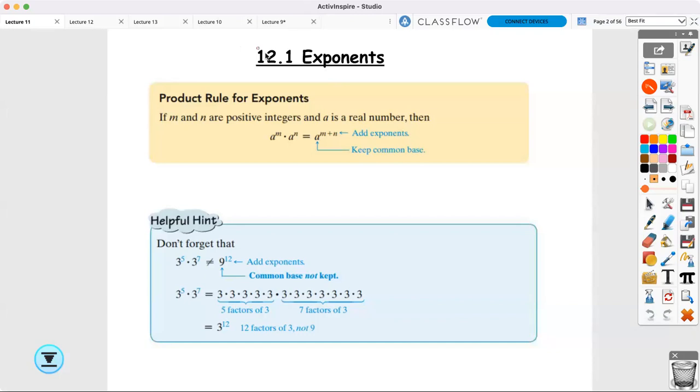All right, 12.1 exponents, guys. So the product rule for exponents. It's very important that you understand the title of these rules, because other professors and future classes are going to expect you to know the product rule when they say it. And it is okay at the college level for them to have that expectation.